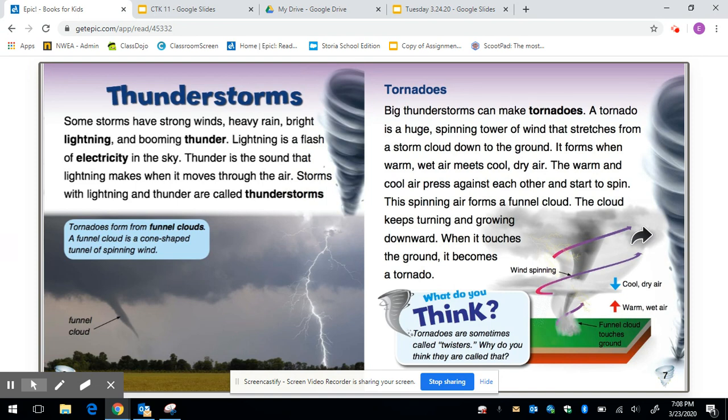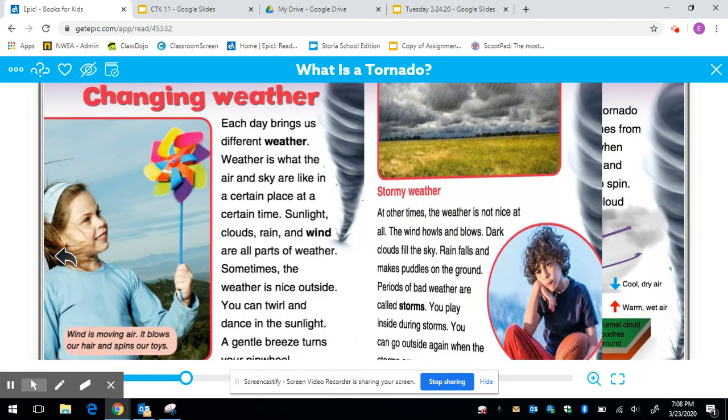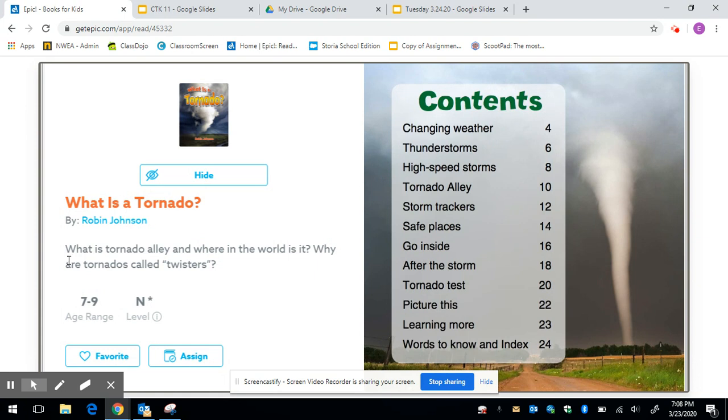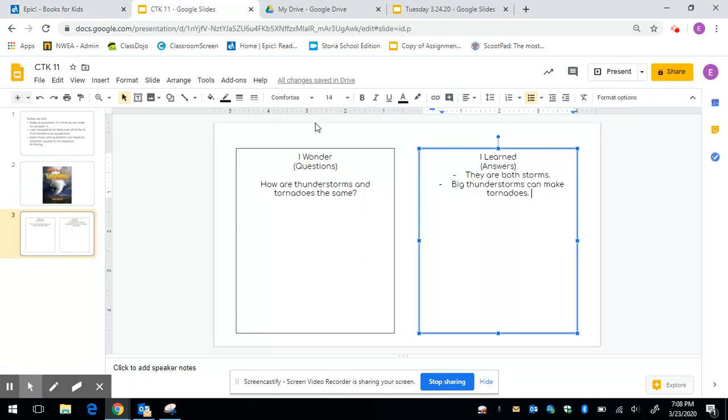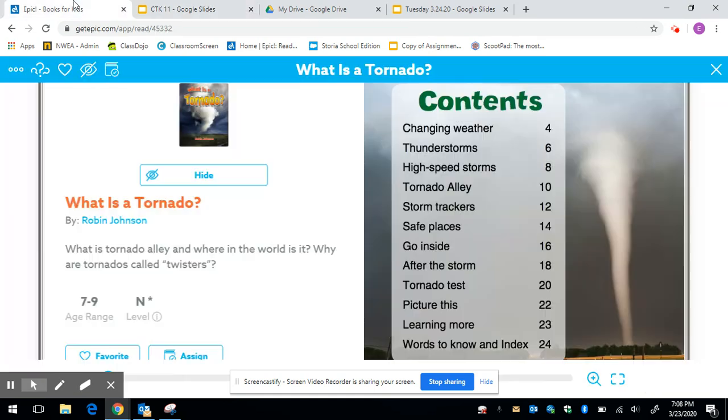So this is your job today. You are going to read this book. I have sent it to your inbox on Epic, What is a Tornado? And I have also sent you on Schoology your very own I Wonder and I Learn chart. I would like for you to come up with a question that is different than mine about tornadoes. And I'd like for you to record your question on I wonder. Okay, and then you're going to use this table of contents and see if you can skip straight to that page, but that might address your question.